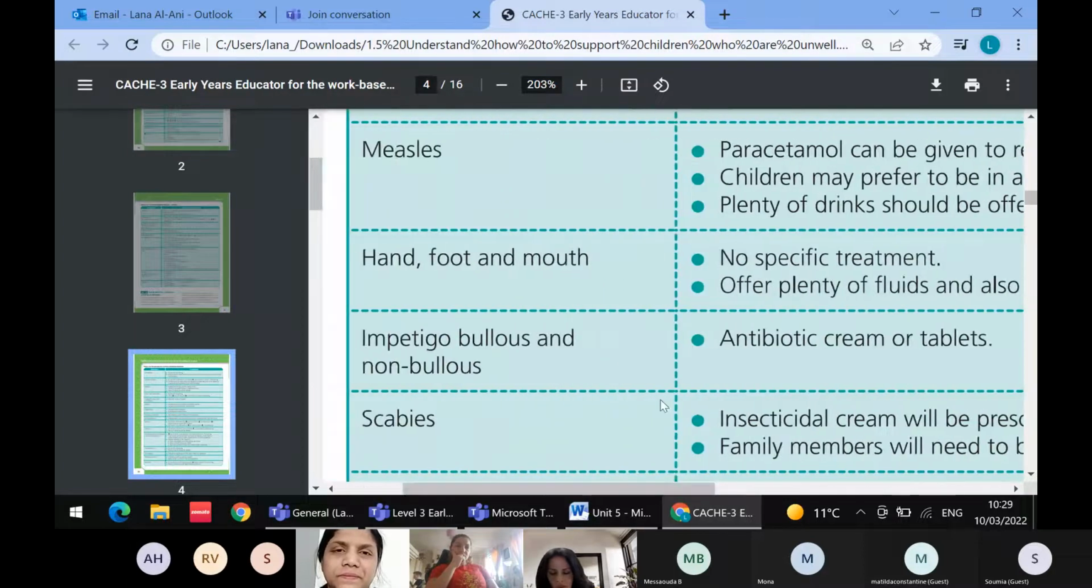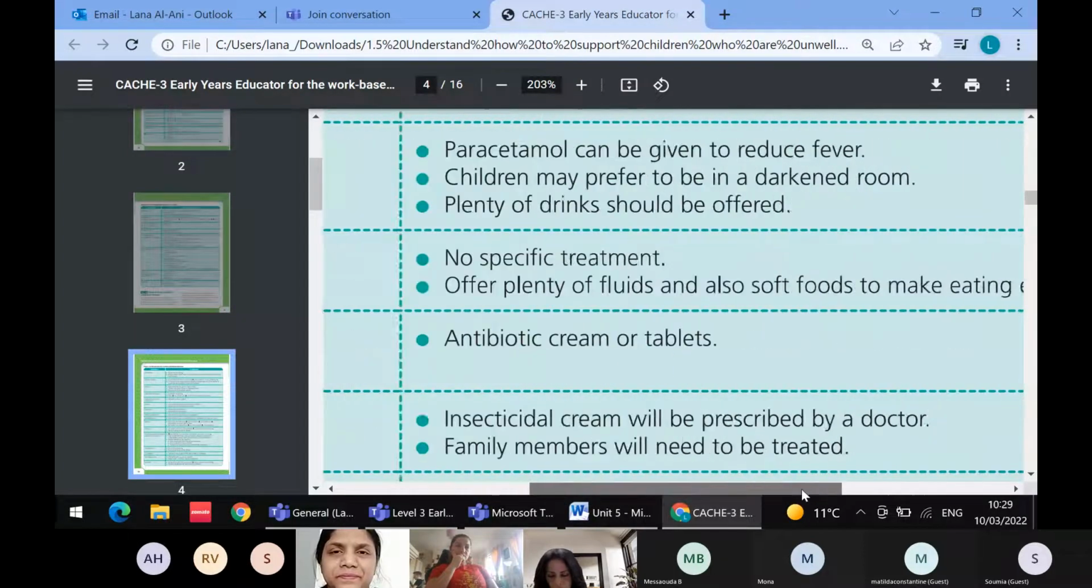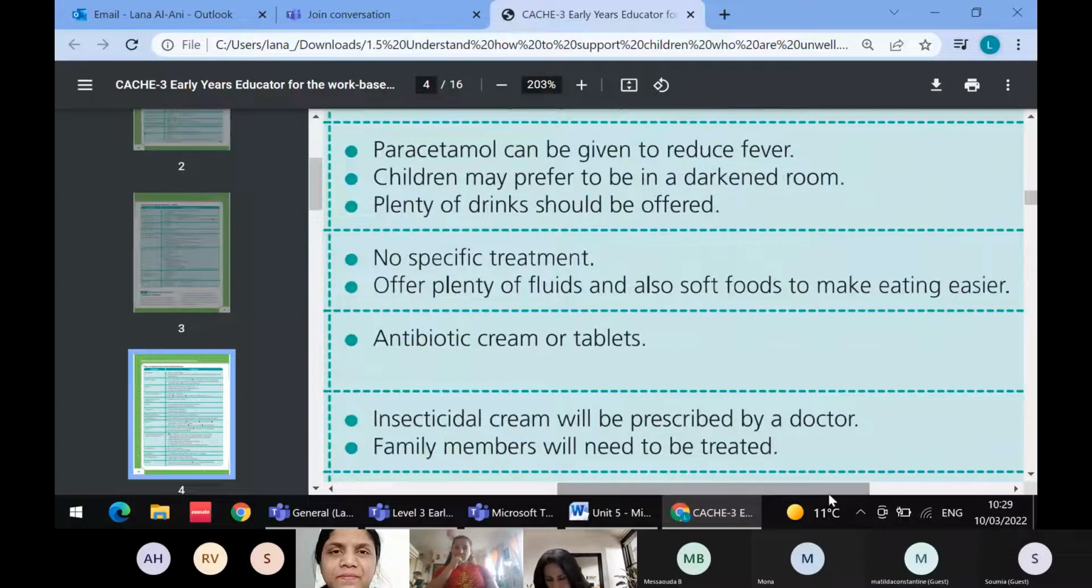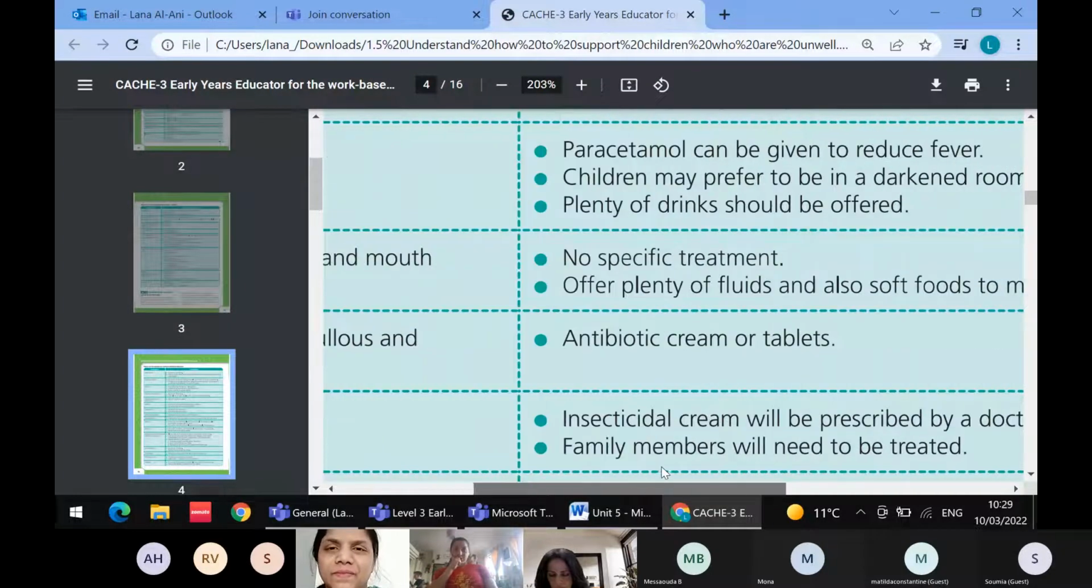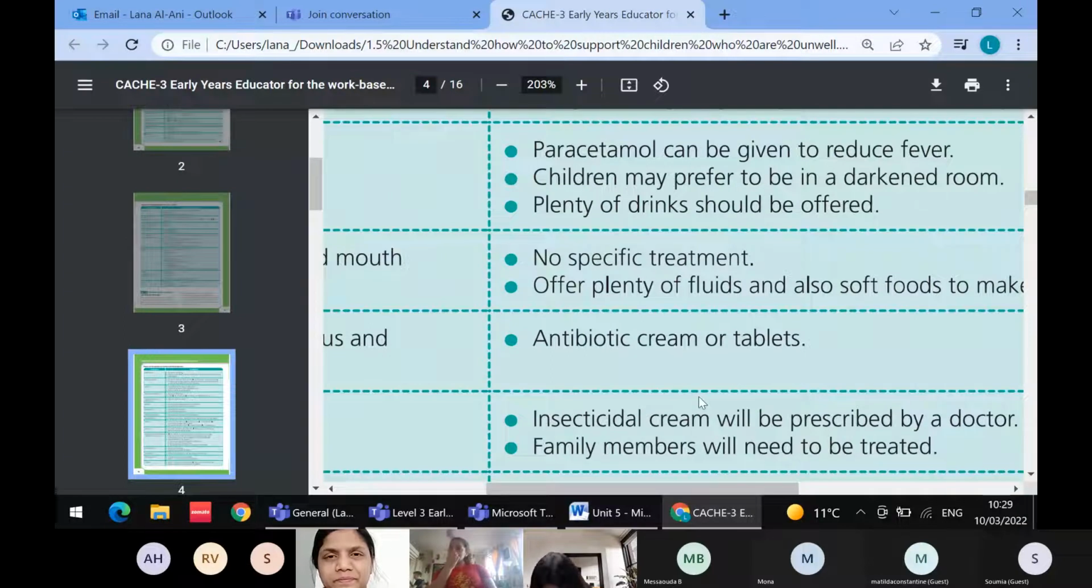Plenty of drinks. How about hand, foot, and mouth? What are we going to do for the children? Yeah, there's no specific treatment. It has an incubation period of 3 to 5 days, I remember. And just have plenty of fluids and soft foods. Well done. Excellent. Perfect. How about impetigo, boils and carbuncles? How do we treat them? We just give them antibiotic cream and tablets, nothing else, yeah?